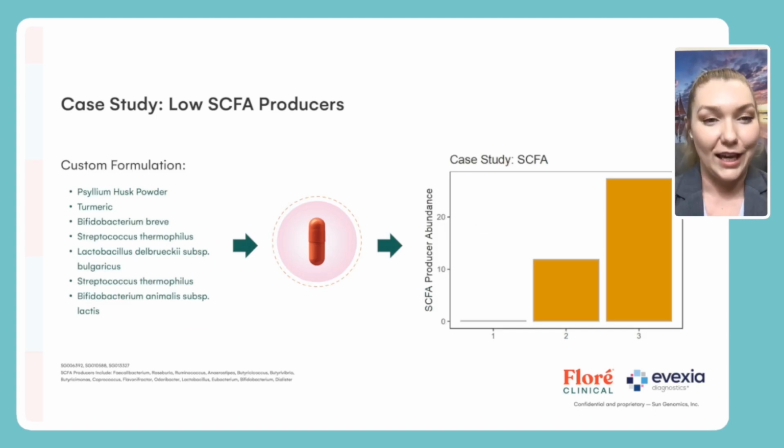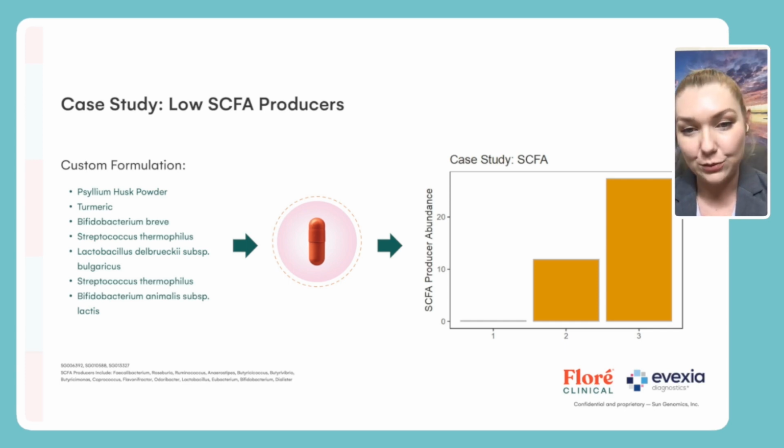Okay, to bring up the short-chain fatty acid producers in this patient, the custom formulation included psyllium husk powder and turmeric, several species of bifidobacterium, Streptococcus thermophilus, and lactobacillus. At time point 1, you can see that her short-chain fatty acid producers were barely detectable. It's that tiny little sliver of a line at the bottom.